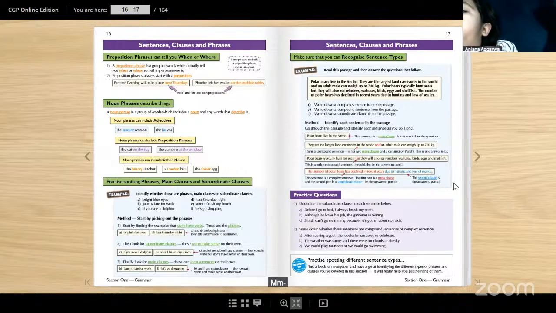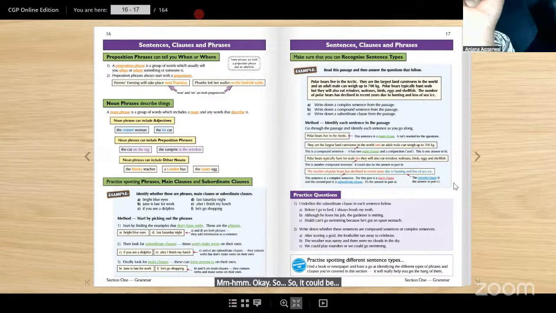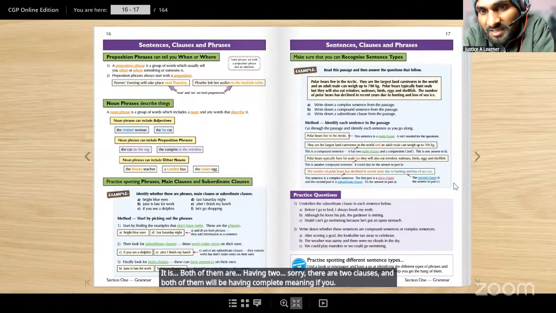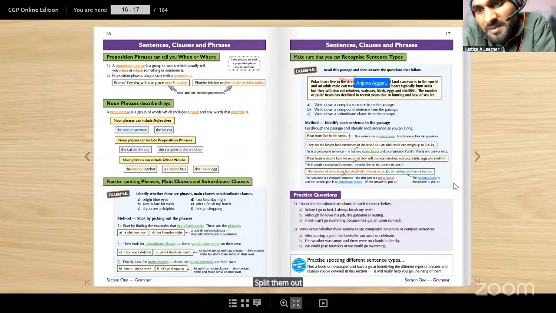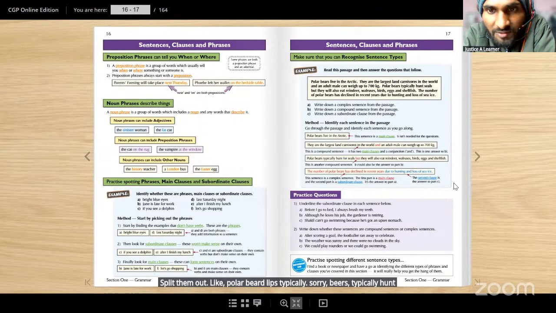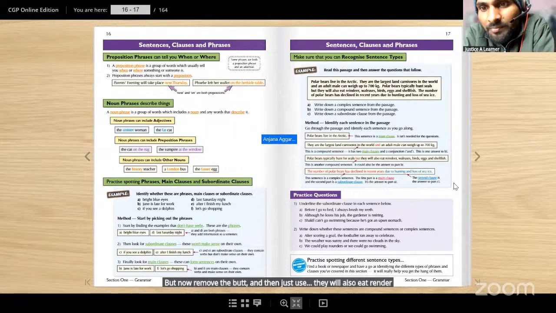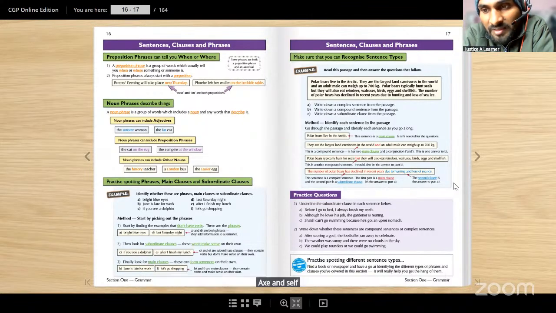So it could be, they will also eat this. There are two clauses, and both of them will have complete meaning if you just split them out. Like polar bears typically hunt seals. Complete sense, very good. But now remove the "but" and just use this: they will also eat reindeer, walruses, birds, eggs, and shellfish. This also makes complete sense. So both are main clauses.